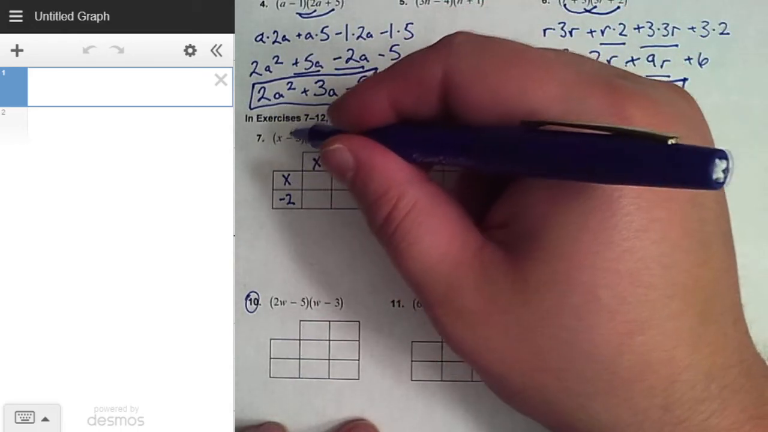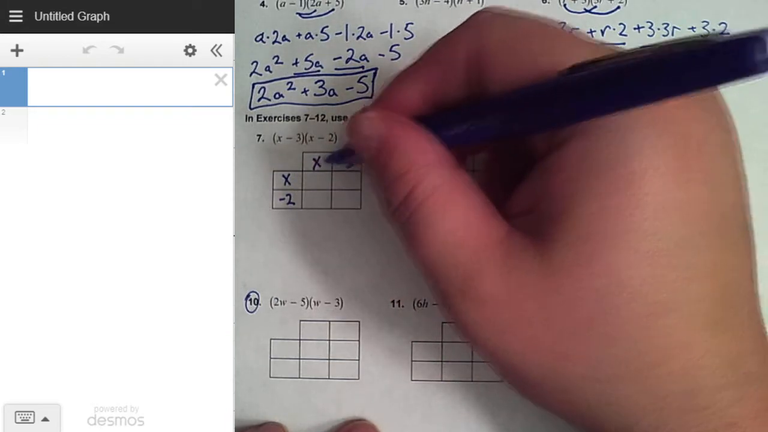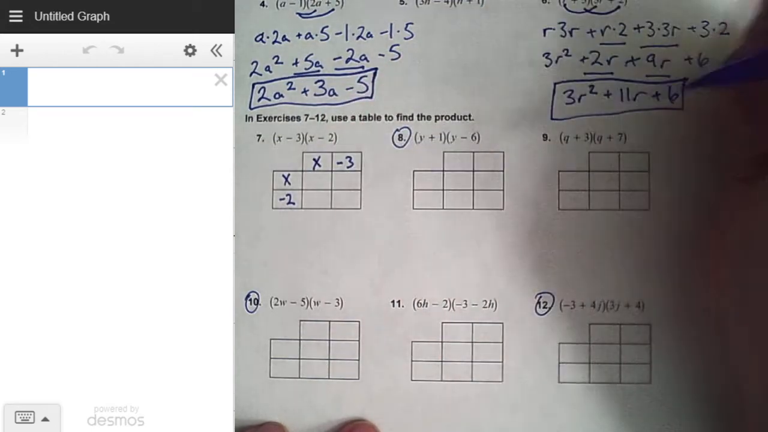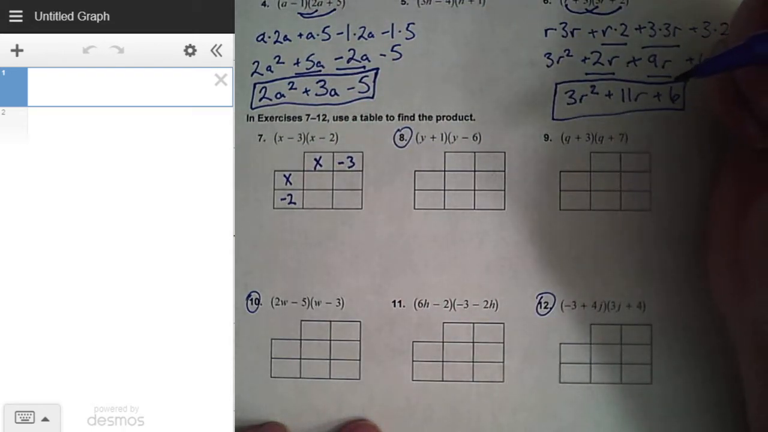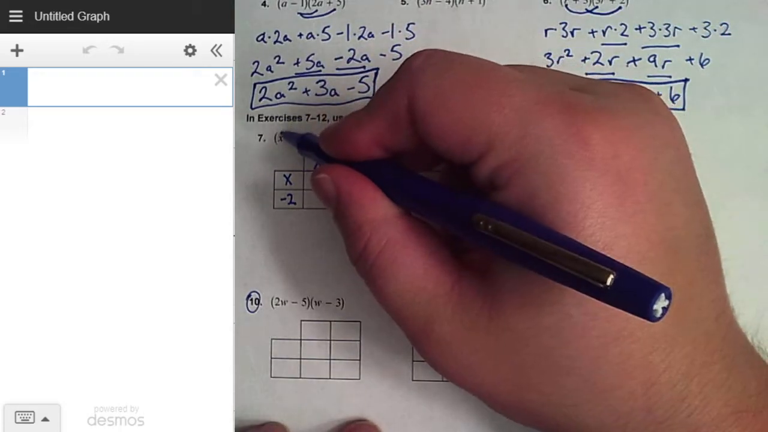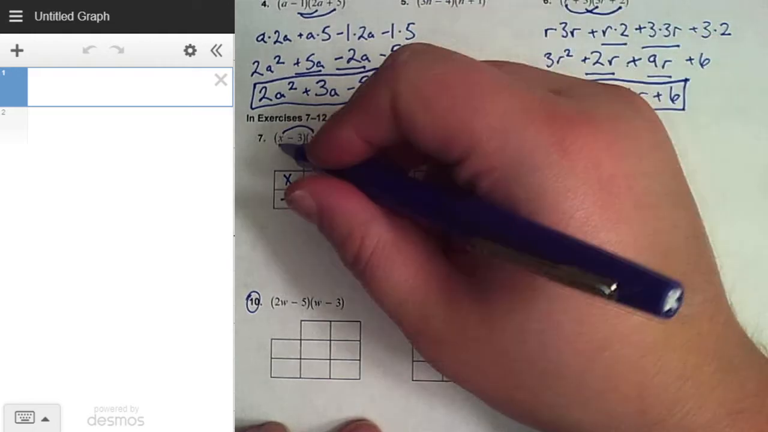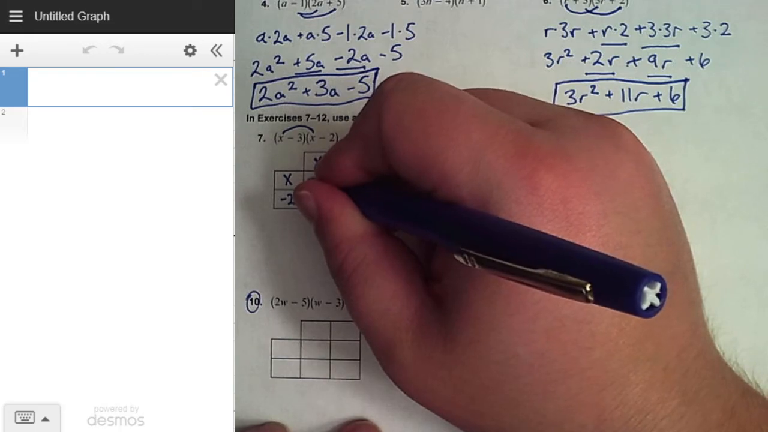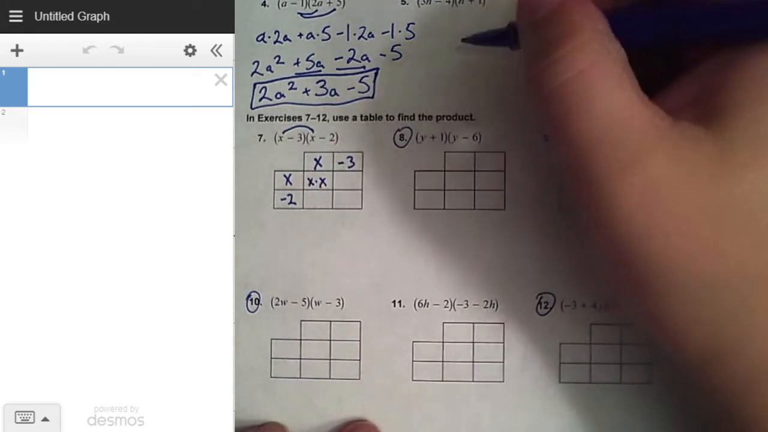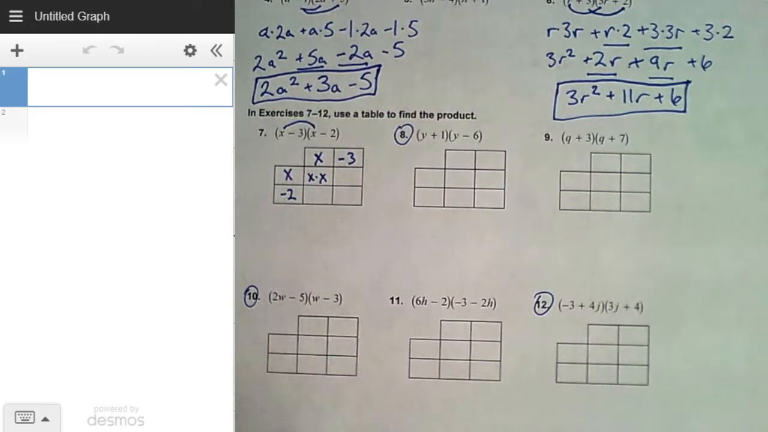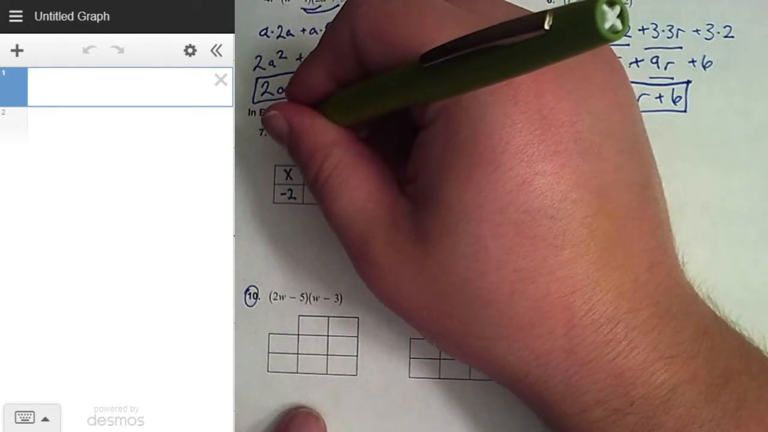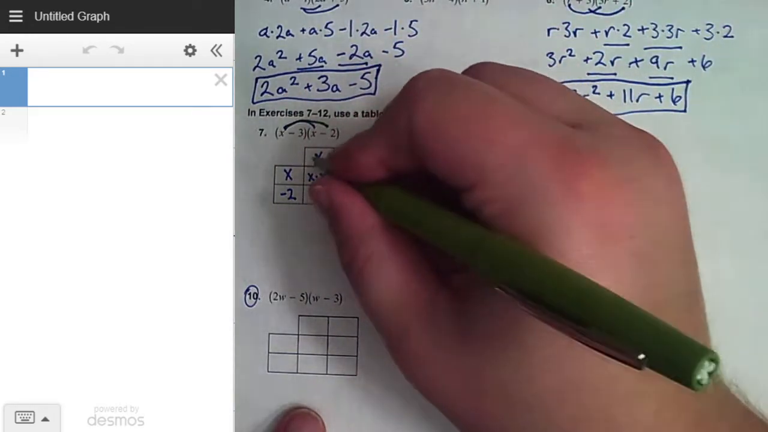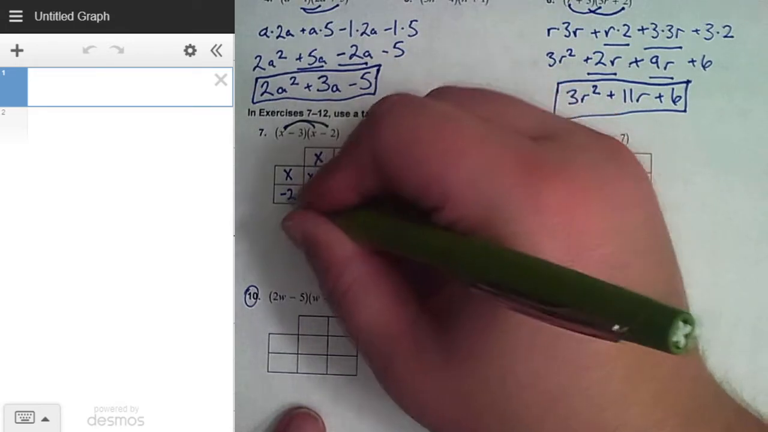So we put a term in each of these outer boxes. You can see how that gets put in there. So previously we showed that rainbow, and you see that here in this box. We have x times x, and that's going to be right there. And then we have x times negative 2. So you see that right here. X times negative 2.